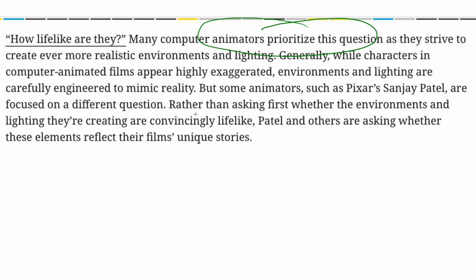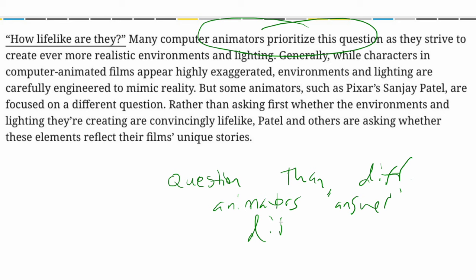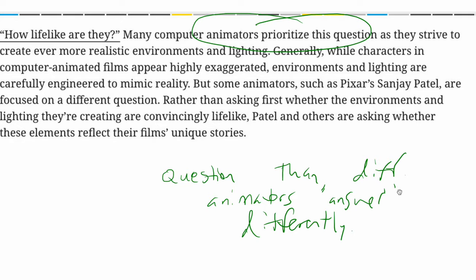So it's a question that receives different amounts of emphasis. So a question that different animators answer differently. Okay, answer in the sense of, maybe that's not the best way to put it, but they sort of place some animators place more emphasis on this than others.